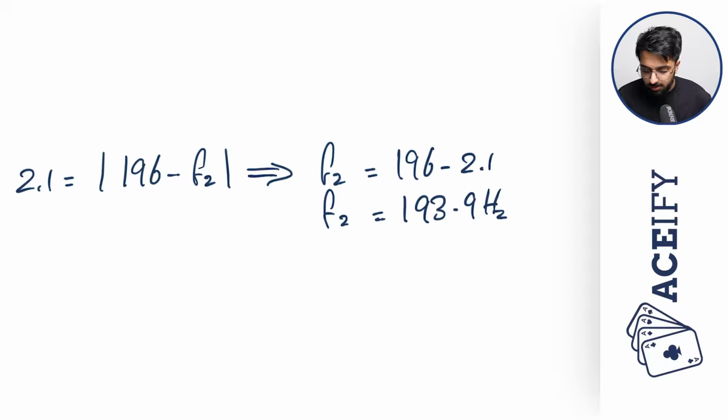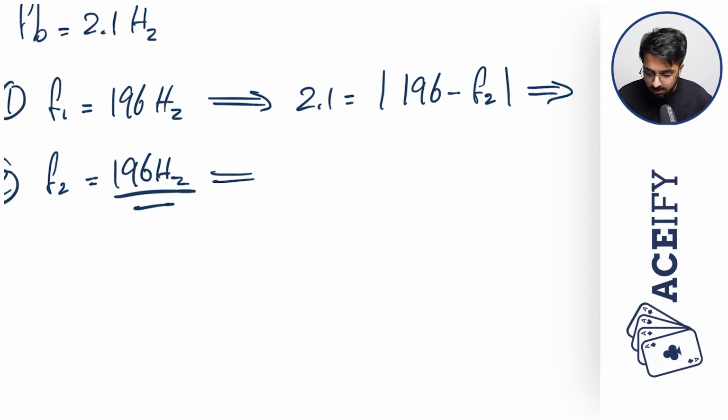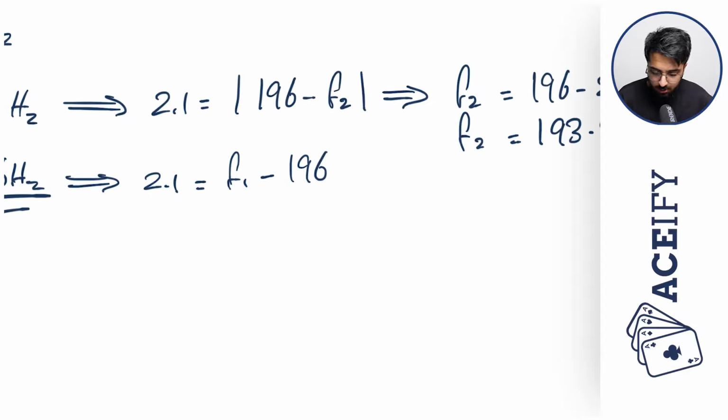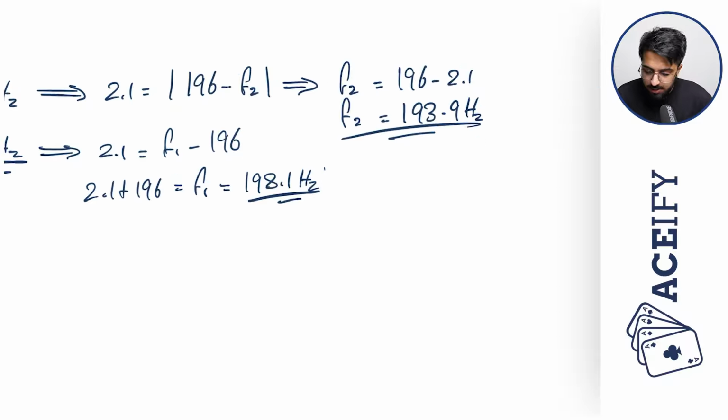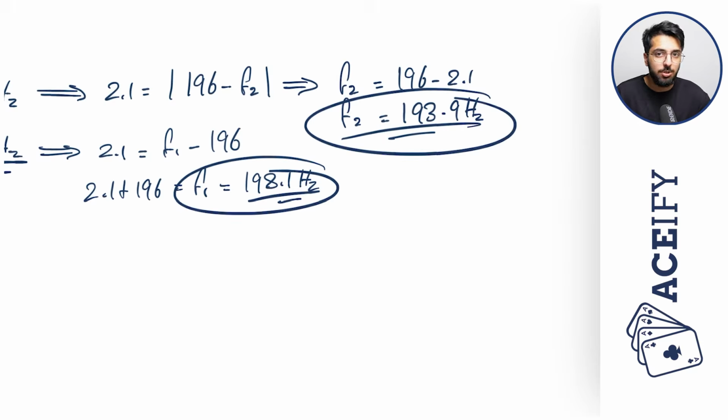193.9 Hertz. All right, and now for this scenario, we get 2.1 is equal to F1 minus 196 Hertz, and we get 2.1 plus 196 is equal to F1, and therefore F1 is equal to 198.1 Hertz. Okay, and so these are the two possible frequencies that the string is vibrating at.